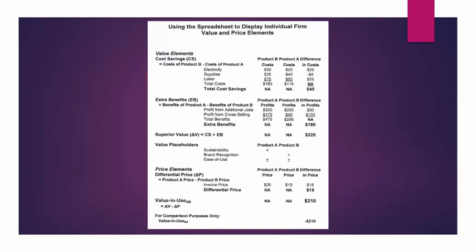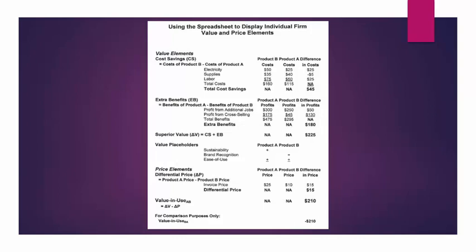Typically, if you're selling a higher value added product, your price is going to be higher. So the differential price here is $15. You subtract 15 from 225 and you end up with a value in use of $210. So more formally, the value in use of product A versus product B here is $210. So when you put everything together economically, product A is $210 better than product B.